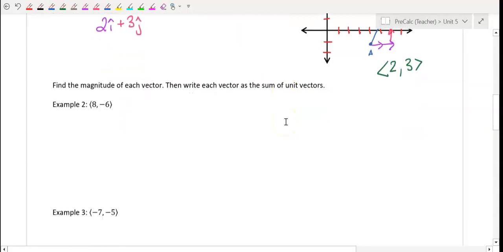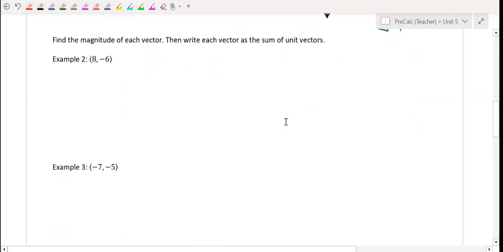So then let's look at this next one. It says, find the magnitude of each vector, then write each vector as the sum of unit vectors. So the first thing I need to do is find the magnitude, because remember, you have to read the directions and do all parts of the directions. So first I'm going to find the magnitude. In order to find my magnitude, remember that's the square root of a squared plus b squared.